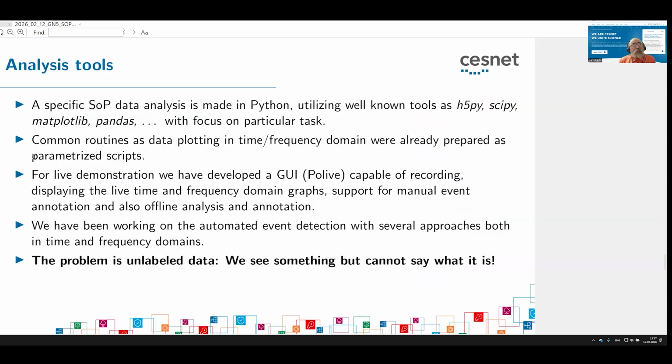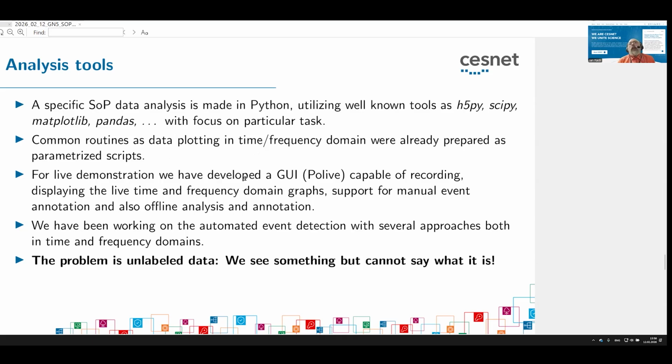Analysis tools. I think it's really what I already said. You just make your own script in Python. For DAS, there is also some Python library, but for SOP, there is really nothing. Just command routines, where you can use time, frequency, and plotting subroutines. So it's really nothing that special.